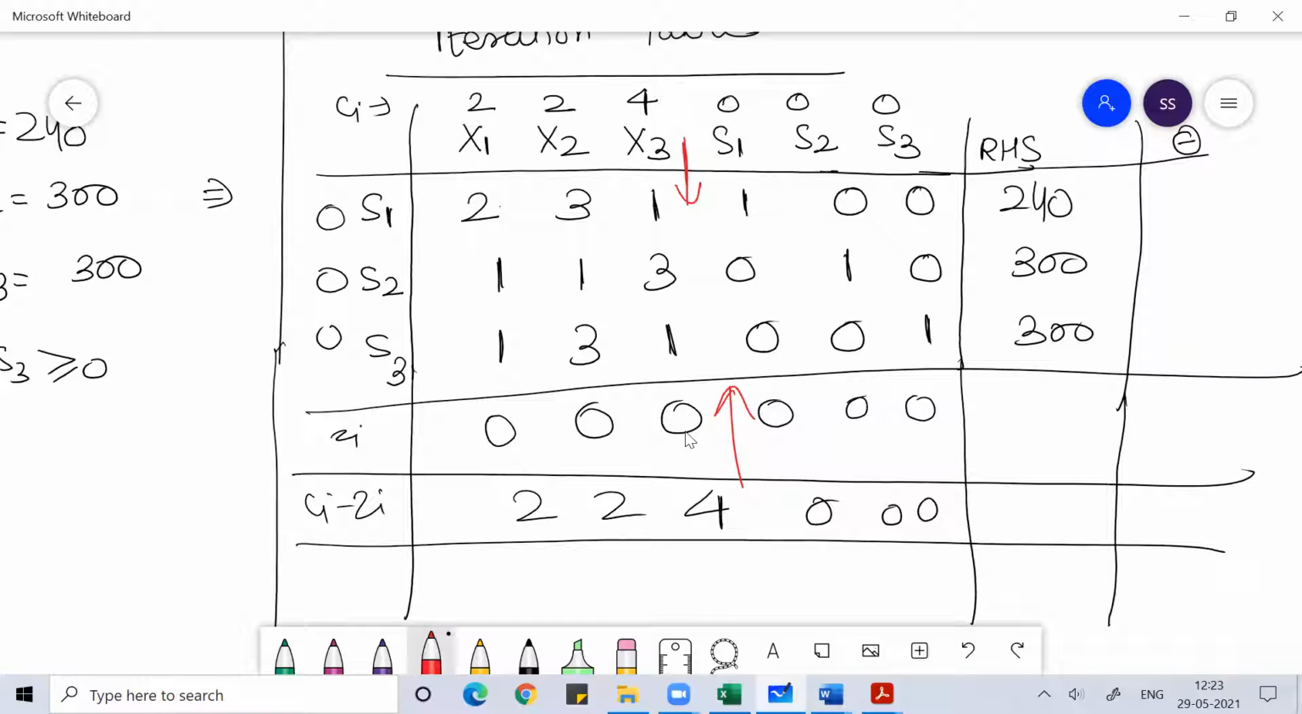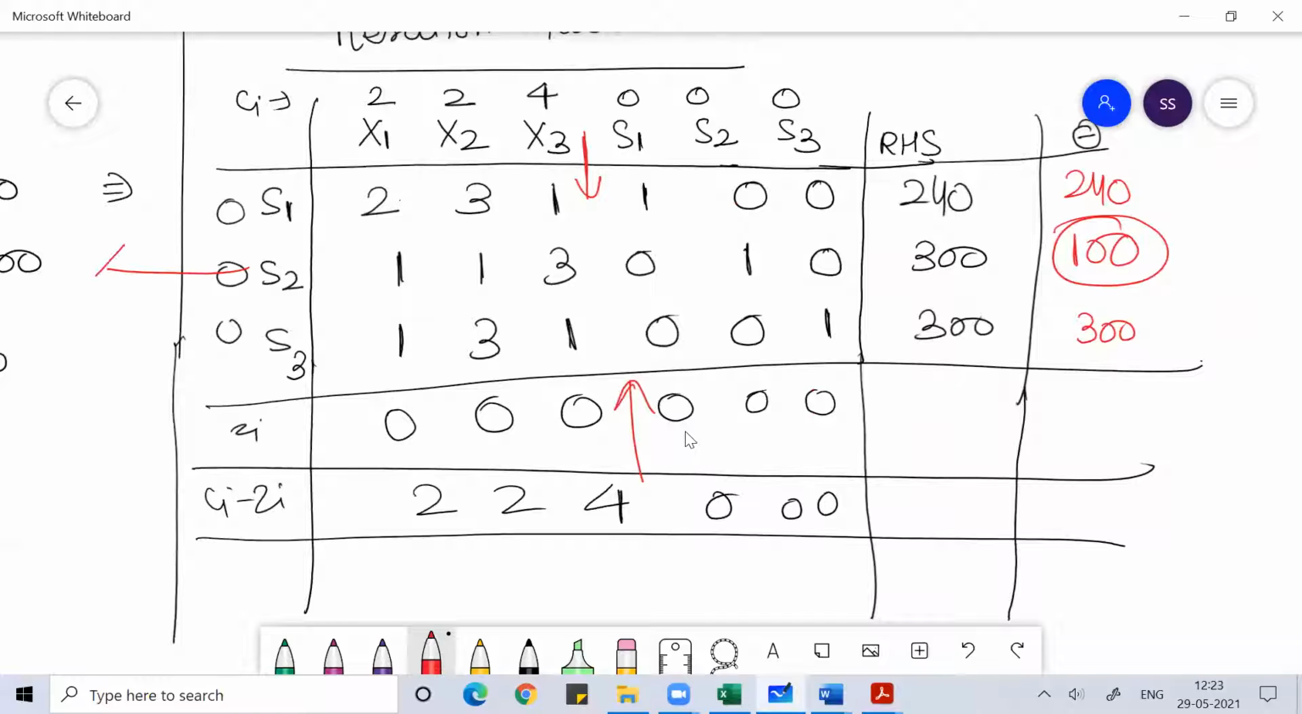If x3 enters into the solution, it will replace some variable. Which variable will x3 replace: S1, S2 or S3? For that, find theta. 240 by 1 is 240. 300 by 3 is 100. 300 by 1 is 300. The smallest theta is 100, so S2 will exit the solution and X3 will enter into the solution. The corresponding element is called the pivot element.